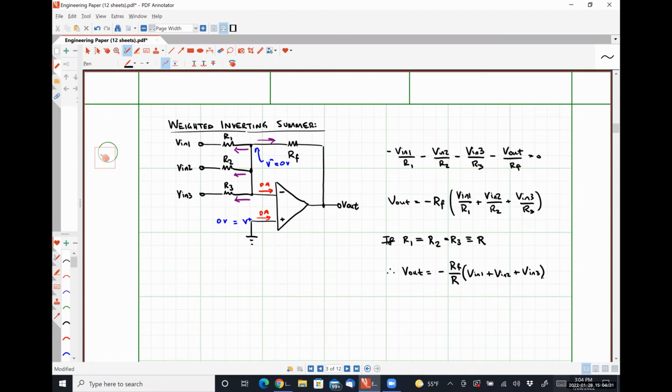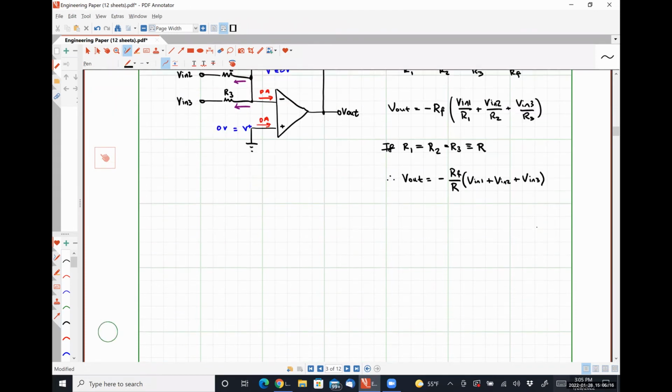So we have done amplification with the non-inverting amplifier. We've done amplification and attenuation with the inverting amplifier. We have performed the subtraction mathematical operation with the differencing amplifier, and we've performed the addition mathematical operation with our weighted and non-weighted inverting summers. We can't do multiplication or division with just a single op-amp. It requires much more complex circuitry. But we can do integration and differentiation. Okay.